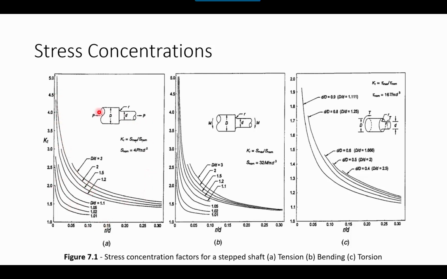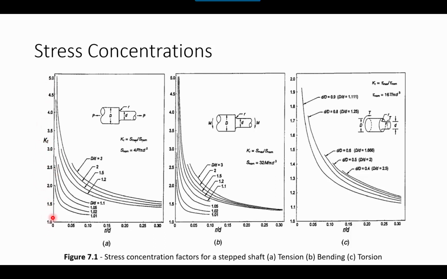Within the plot, there exist multiple lines. Each of these lines is also a dimensional ratio, a ratio between the larger diameter of the shaft and the smaller diameter of the shaft. And then lastly, the y-axis here is our stress concentration factor: how much the stress in the vicinity of the notch is increased in comparison to the net stress. That K_T value is on this y-axis here.